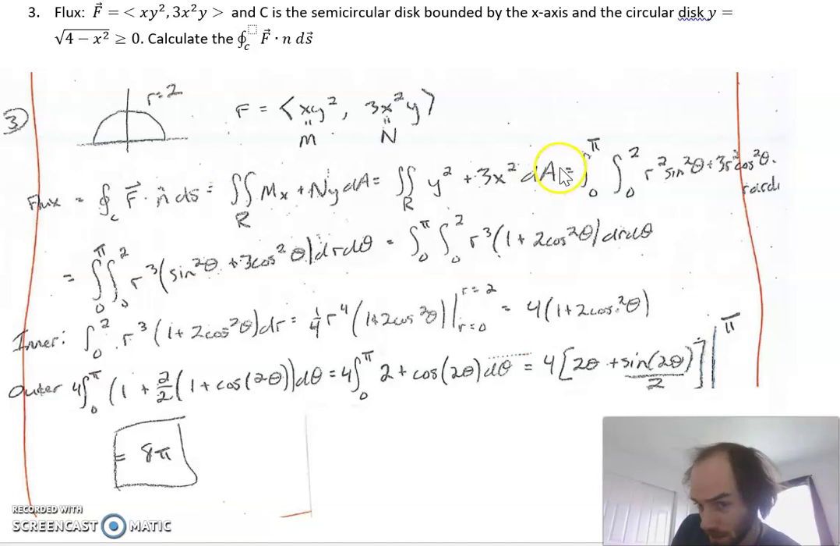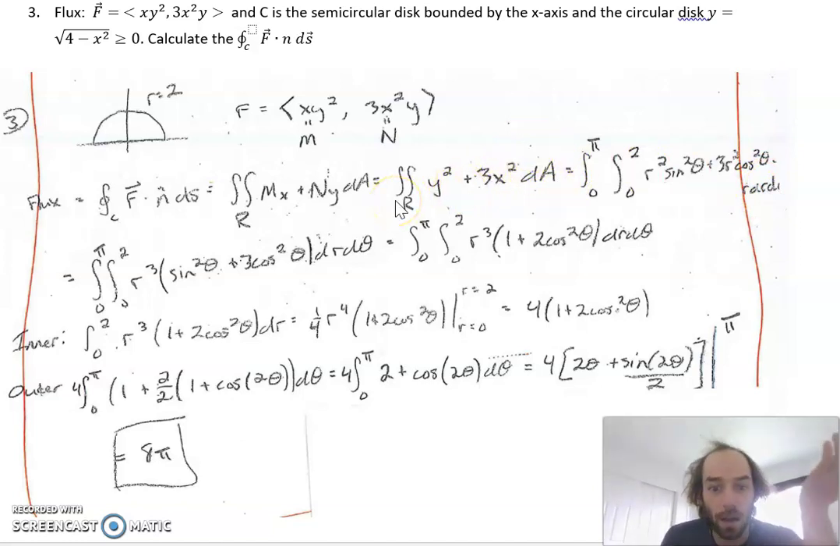In this case, I look at it and it screams polar to me because of the region I have right there. So I quickly convert it to polar. 0 to pi this time, not 2 pi like the last one, and then 0 to 2, because of the radius of 2. y squared is r squared sine squared theta. The 3x squared turns to 3r squared cosine squared theta. And then I've got my r dr d theta, which is the dA. You should be pretty good with that.